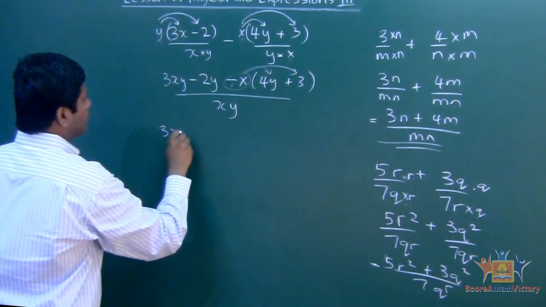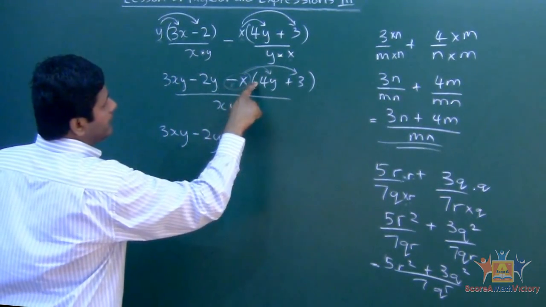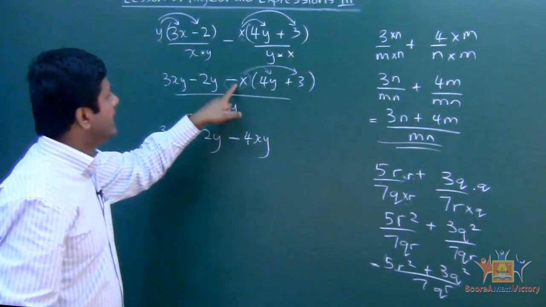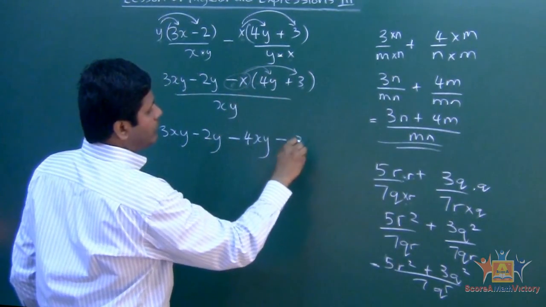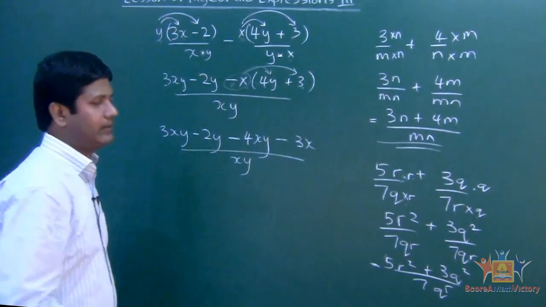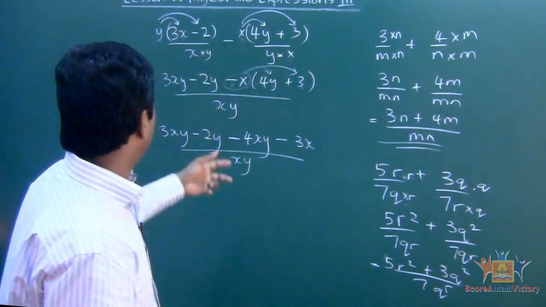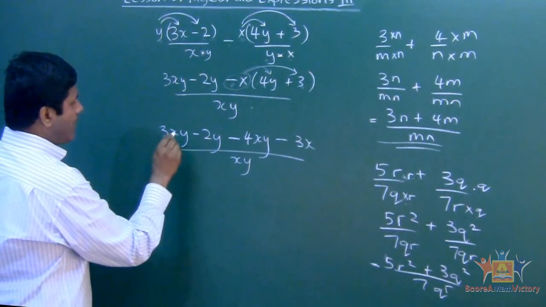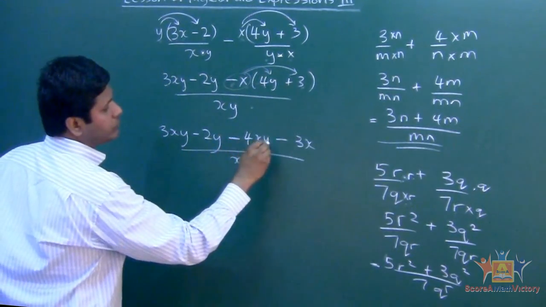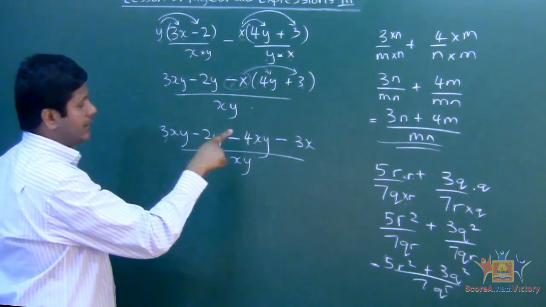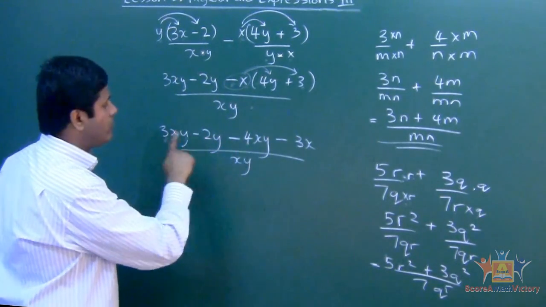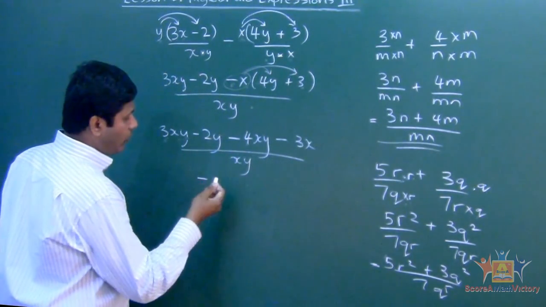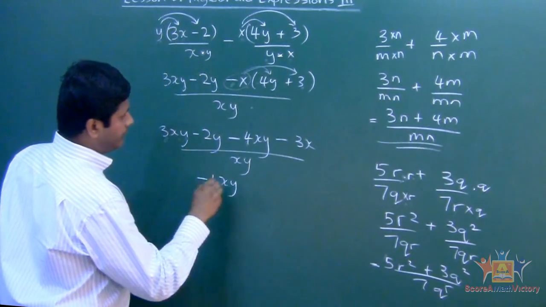So you got 3xy minus 2y. Negative and positive, negative. X times 4y, 4xy. Negative and positive, negative. 3 times x, 3x over xy. See that? I hope you pay attention to how I came to all this. Now I can combine the 3xy with the negative 4xy. 3 and negative 4, they're both the same terms, so I can combine them. I owe more than I have, so you're still going to owe but less. So 4 minus 3 is 1, so negative xy.